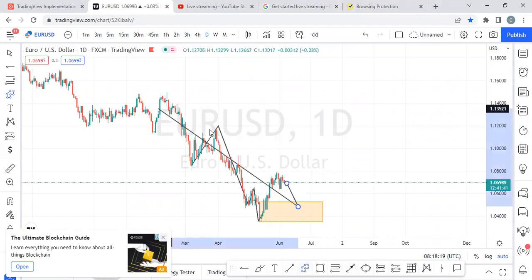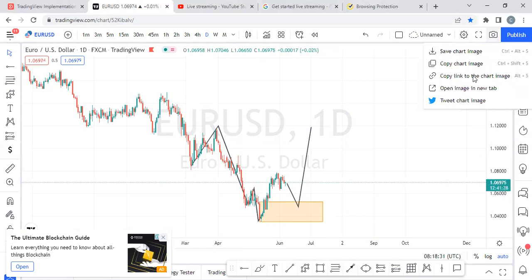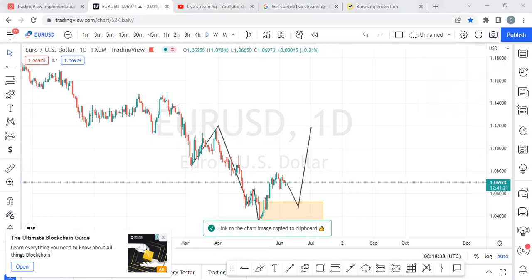I'm targeting this external liquidity at this point. So targeting here the long one. From here to here, targeting this external liquidity based on the daily time frame. All right, copying that as well. So that was what I'm expecting on EU, sorry, on EU.